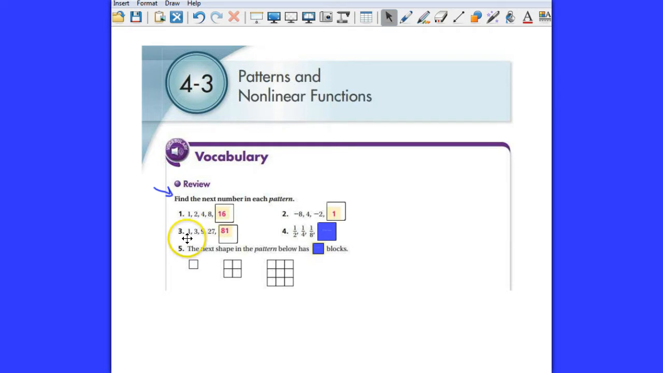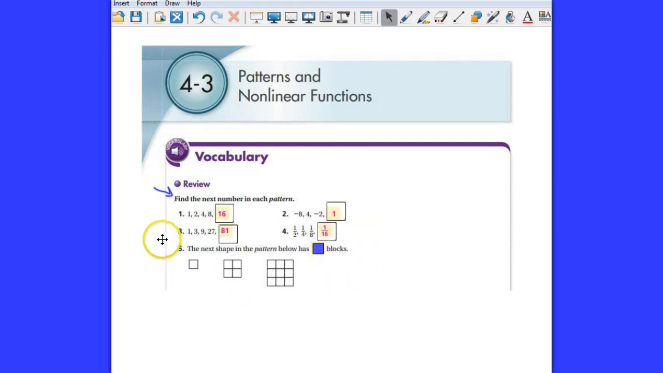Another way you could think of it is 3 to the power of a number. The first number, 3 to the power of 0 is 1. 3 to the power of 1 is 3. 3 to the power of 2 is 9. 3 to the power of 3 is 27. And 3 to the power of 4 is 81. And the fourth one right there, the top number is 1, it looks like, every time. And they're just doubling the numerator right there.